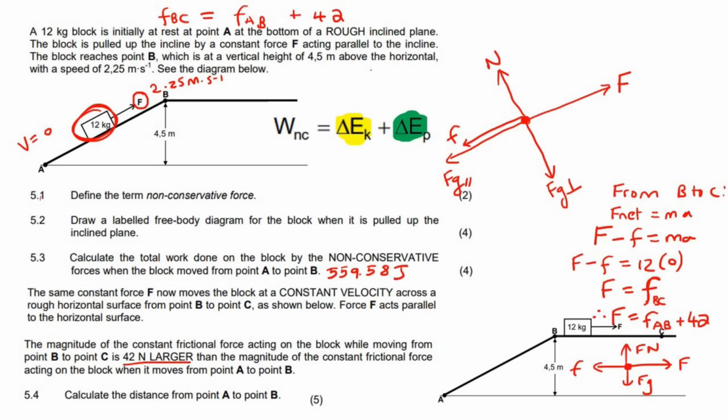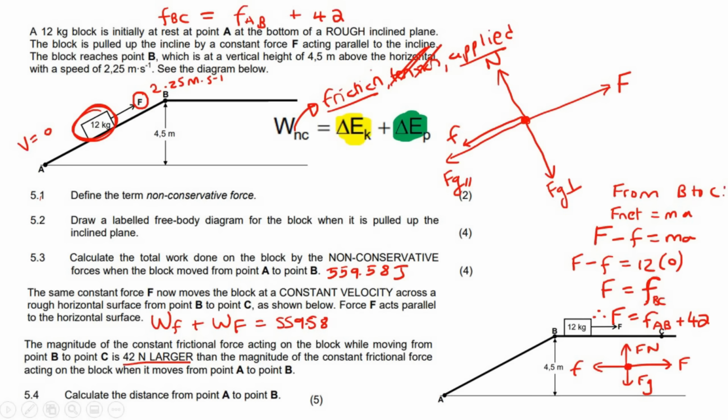Okay, now something that's quite interesting. They asked us in the previous question to calculate the work due to non-conservative forces. And remember, non-conservative forces are things like friction, tension, and applied. Now, we don't have tension. So the only non-conservatives are friction and applied. So what we can say then is that the work due to friction plus the work due to the force applied must be equal to 559.58, because that's what we learnt about in the previous section.